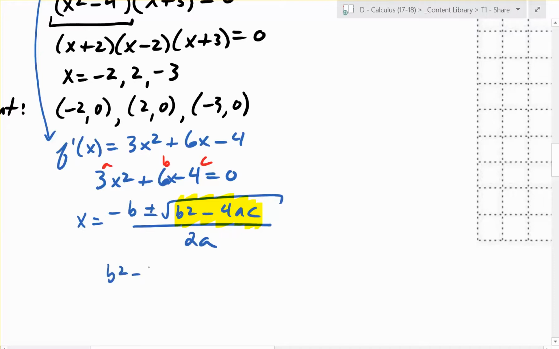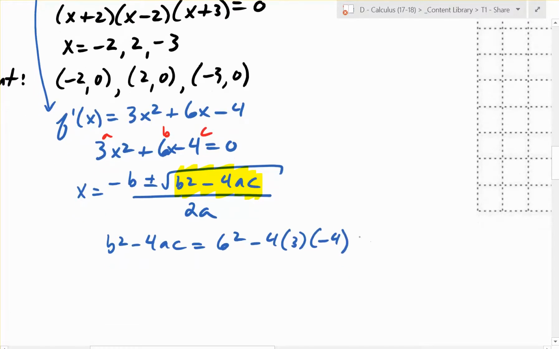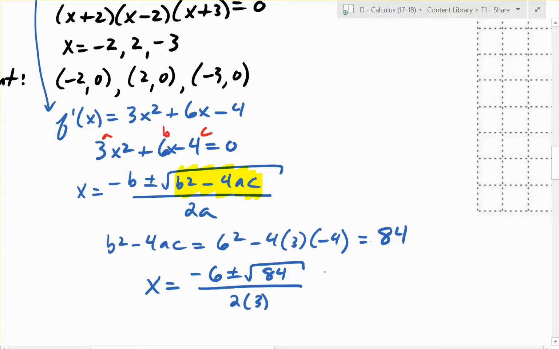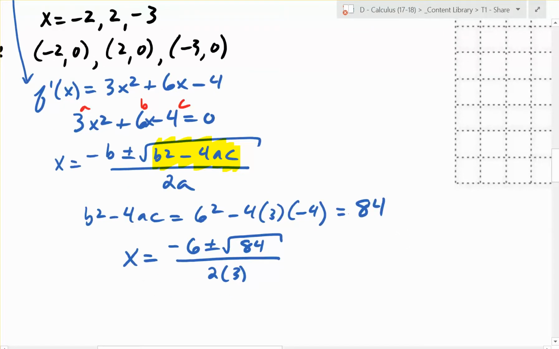So do the discriminant first. That's going to be b squared minus 4ac. So that's going to be 6 squared minus 4 times 3 times negative 4. C is negative. That's really important there. So that turns into 84. So our discriminant is 84. So then you end up with x is equal to negative b, so negative 6 plus or minus the square root of 84 all over 2a, which is 2 times 3, or 6. So then you have two answers when you add them and when you subtract them. And to get a decimal, you can simplify it a little bit.